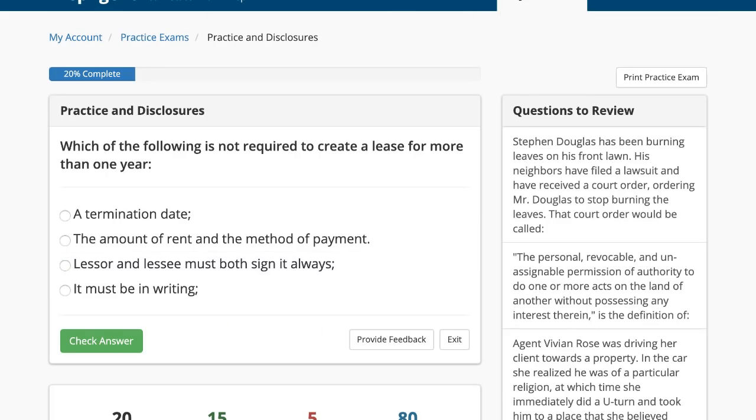Which of the following is not required to create a lease for more than 1 year? A, termination date. B, the amount of rent and the method of payment. C, the lessor and lessee must both sign it always. Or D, it must be in writing.